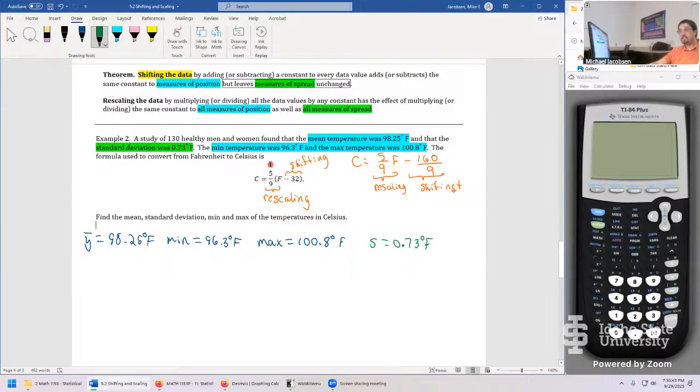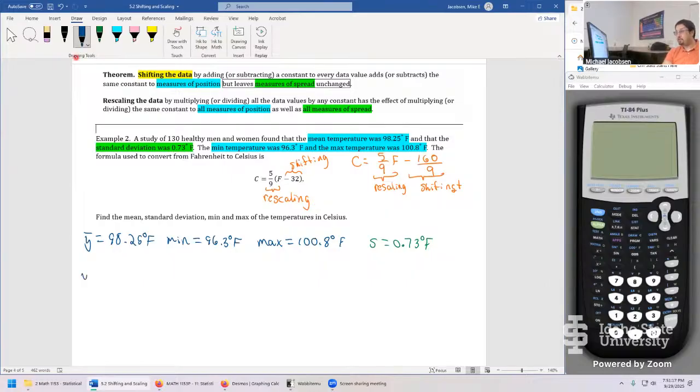So this is the rescaling part when we do the 5/9 multiplying. This is the shifting part. But if we shift the data, then measurements of position are going to be shifted by the same amount. Shifting is going to be minus 32, so we'd be subtracting 32 from these. And when we rescale the data, that's 5/9 multiplying, we'll multiply by the same thing in all measurements of position. In other words, we use the whole entire formula. So that's a better way to think about it.